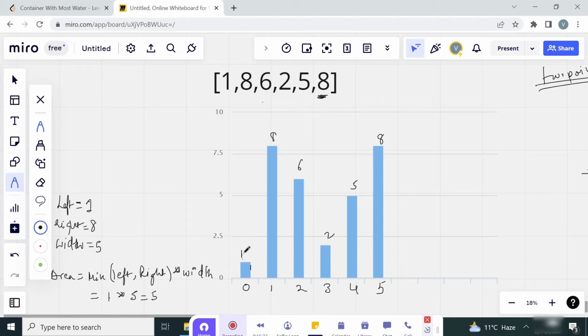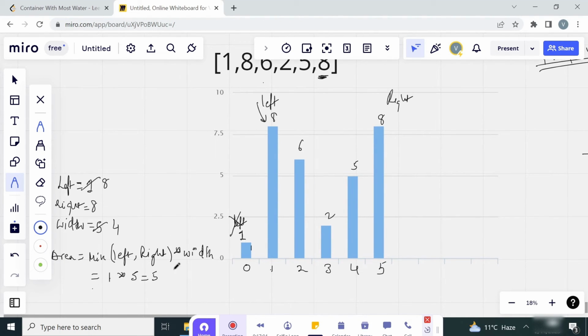As we have talked about, whenever the line has a height less than the last one, left is pointing to this and right is pointing to this line. The height represented by left is smaller than the height represented by right, so we will move left from 0 to 1. This will be our new left, which is 8. Now we'll again calculate the width. The width will now be 5 minus 1, that is 4.